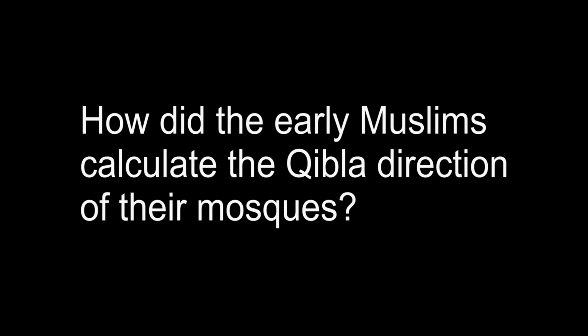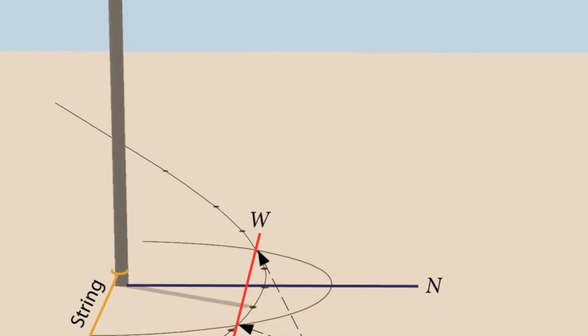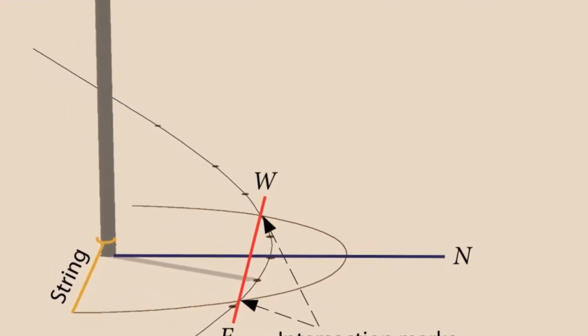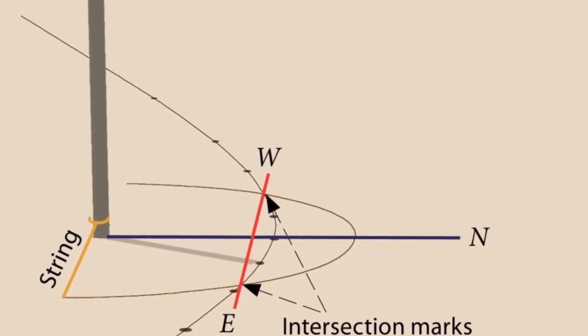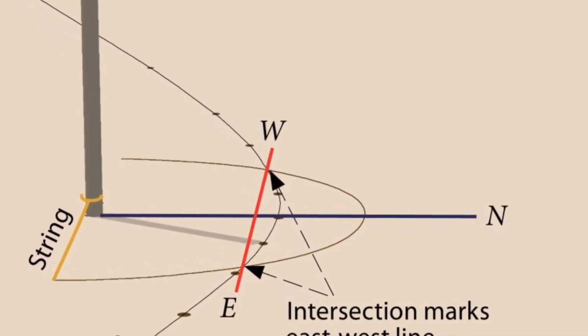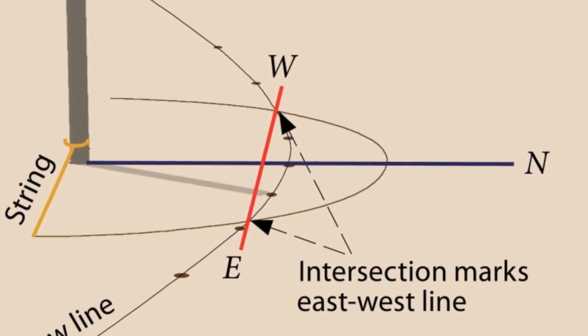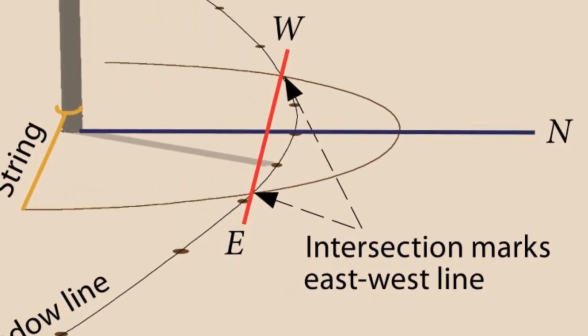Hello, I'm Dan Gibson, and in this video series we are examining the question, how did the early Muslims calculate the Qibla direction of their mosques? In the first video, we introduced the topic and we examined how the ancients could accurately draw lines on the ground that were within 1 degree of accuracy of the 4 cardinal directions, north, south, east, and west.